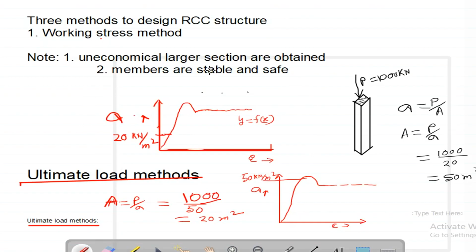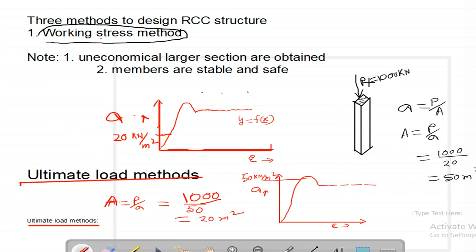Next, we have several methods to design RCC structures. Our main point is that we have to know about the various methods, with the help of which we can determine the design of a particular RCC structure. So the first method we are going to discuss is the working stress method. In the working stress method, I have taken some random values.